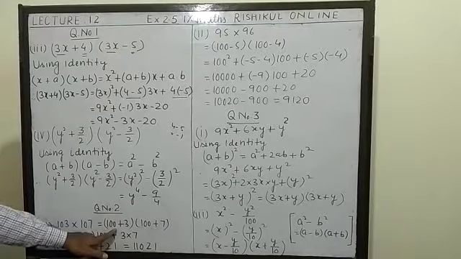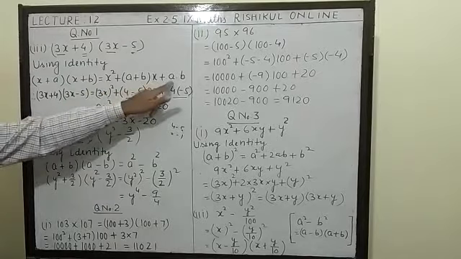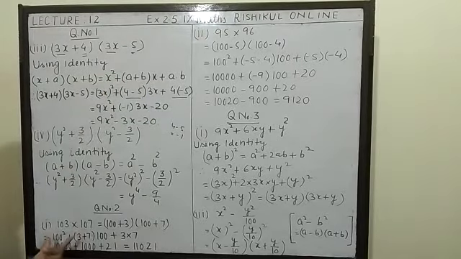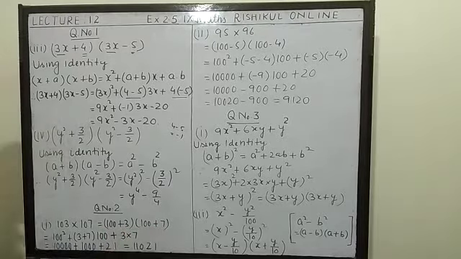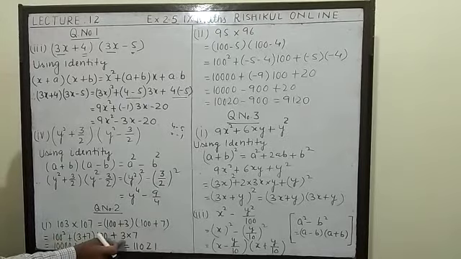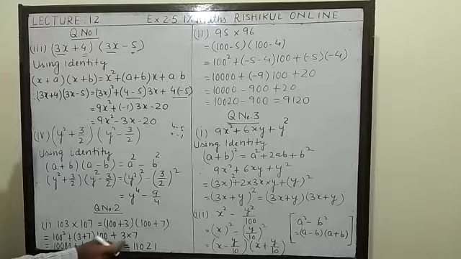Now you see this identity, (x + a)(x + b) = x² + (a + b)x + ab. Use it because here x is the same and a and b are different. So the identity: x² in place of x 100, (a + b), a means 3, b means 7, into x, x means 100, plus a into b, 3 into 7. So 100 square is 10,000, then 3 plus 7, 10 into 100, 1000, plus 21. So you add together. Clear?